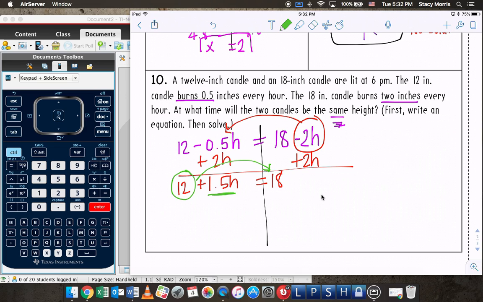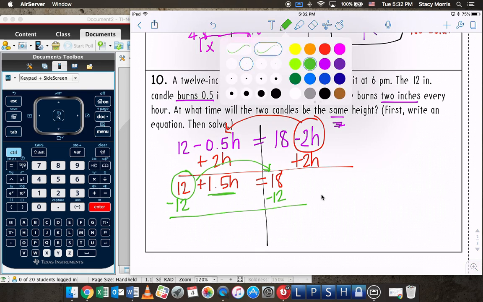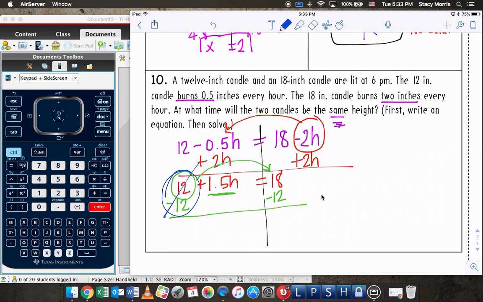So we do that by doing the opposite. The opposite of positive 12 is negative 12. What I do on one side, I have to do to the other side. So when I do that, 12 minus 12 is a 0 pair. That cancels. I'm going to be left with 1.5h equals 18 minus 12. Hopefully you know that. If you don't, that's going to be 6.